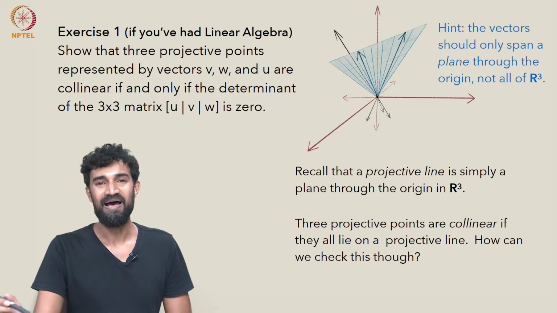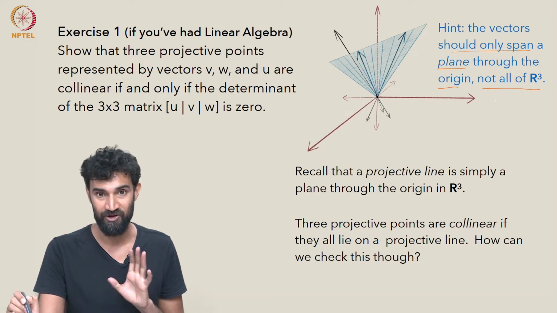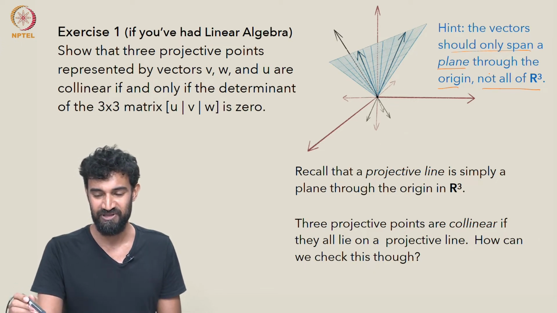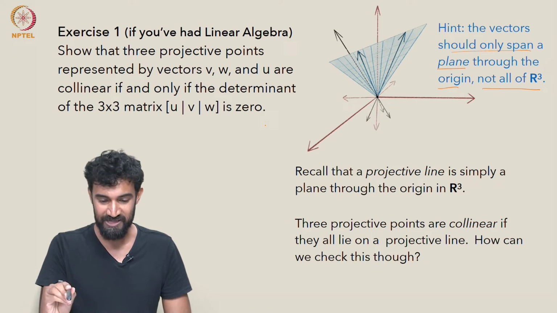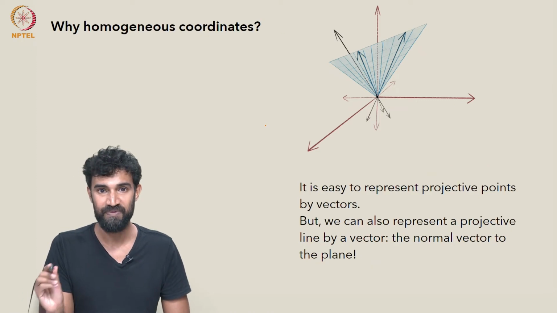So as a hint for that exercise, remember that the vectors should only span a plane through the origin if they're collinear. They shouldn't span all of R3. In this picture, they're actually spanning all of R3. But really, to be collinear, they should only span a plane through the origin. So let's leave that for the time being and move on to a second application.